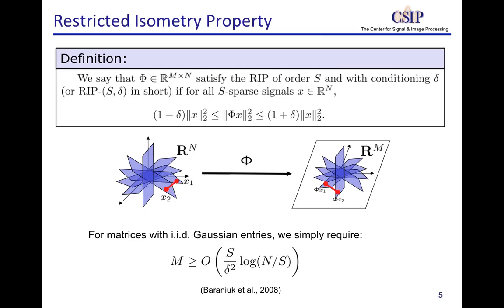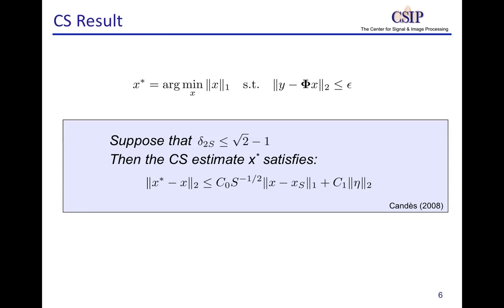Okay, so with this notion we're going to talk about one of the main results of compressive sensing, established by Candes, which says that if you do this type of L1 minimization subject to this 2-norm constraint, and as long as you have a phi matrix that satisfies this RIP property with delta 2s less than or equal to square root of 2 minus 1, then this estimate x star satisfies this inequality.